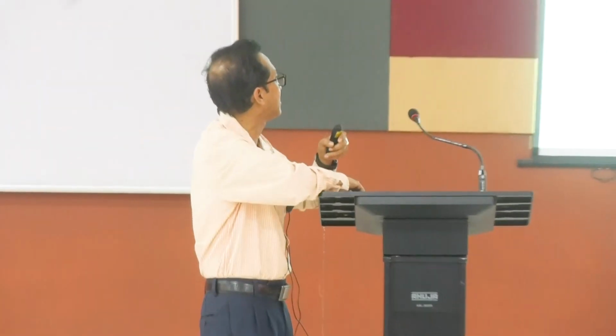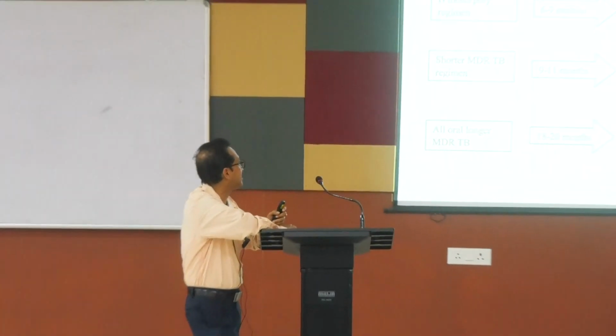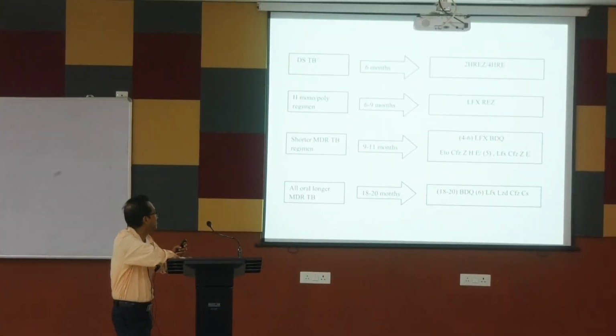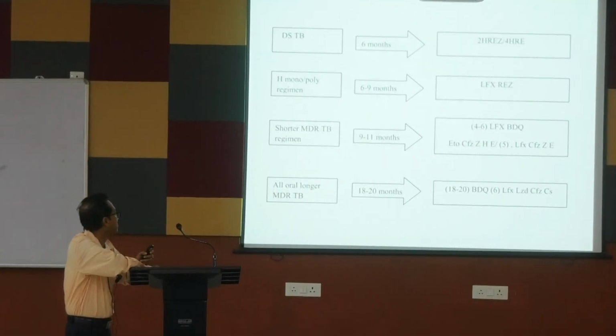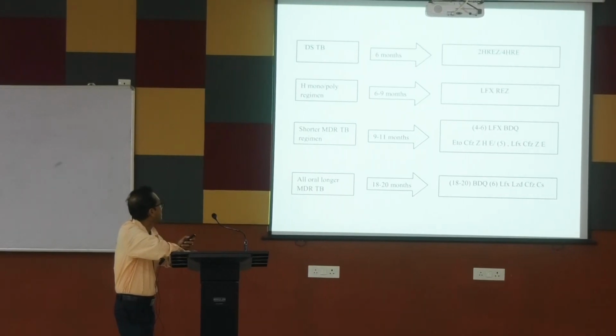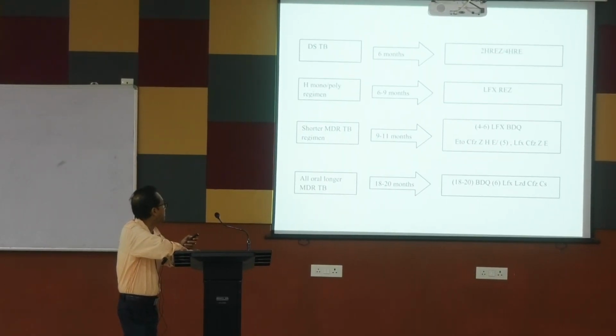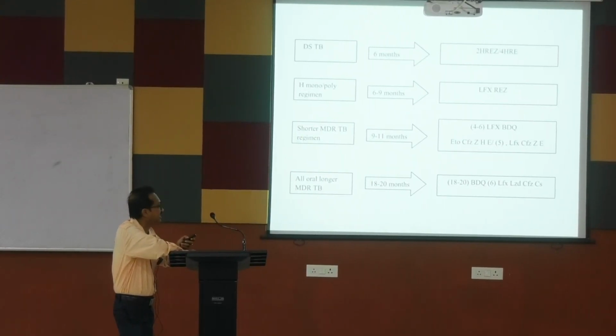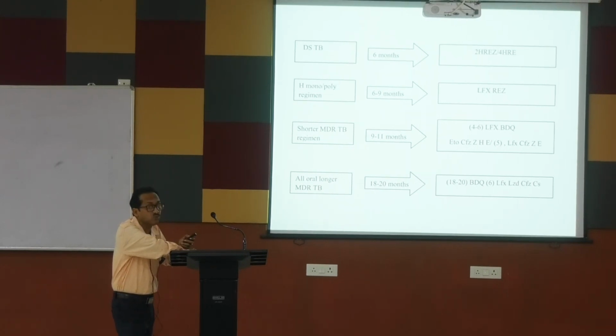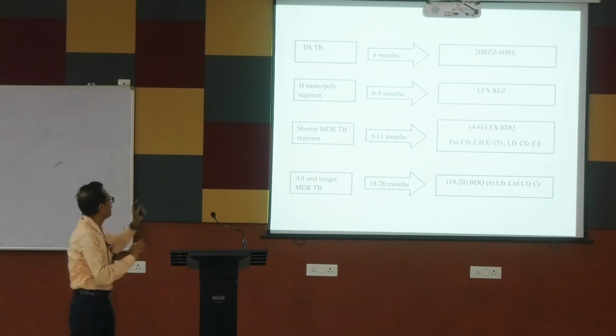So, first 2 months HREZ, that is INH, rifampicin, ethambutol, pyrazinamide. Then 4 months of HRE, that is INH, rifampicin and ethambutol. What is the change? Previously it was 2 drugs in the last 4 months, now 3 drugs are used. This is the difference.